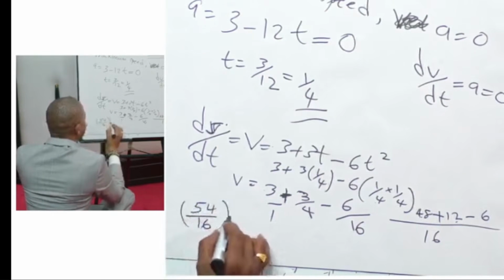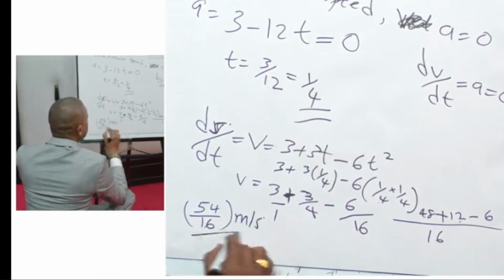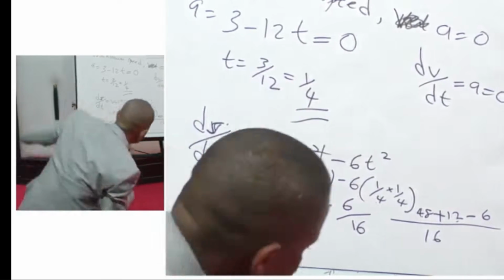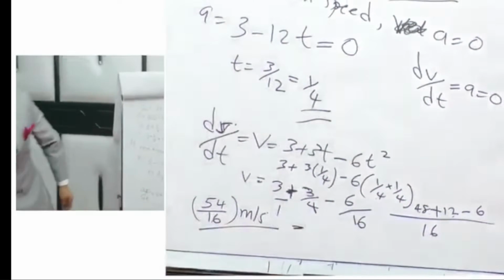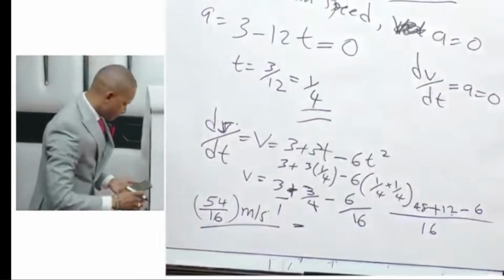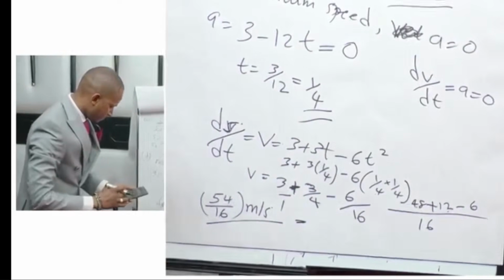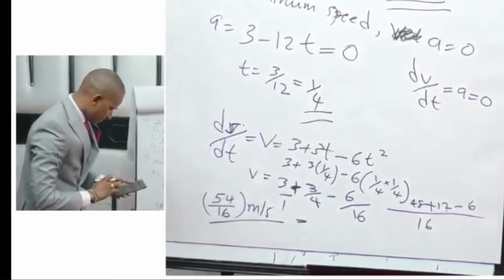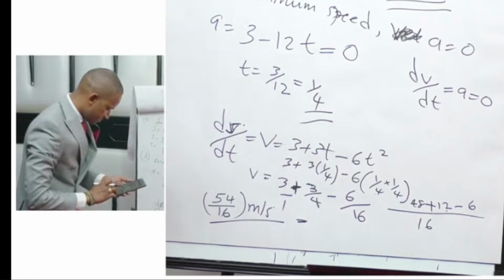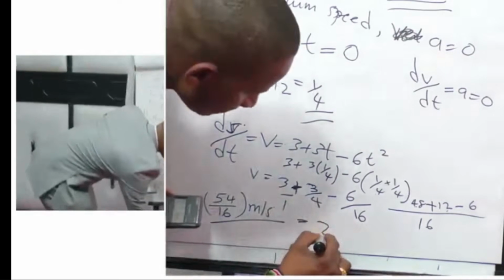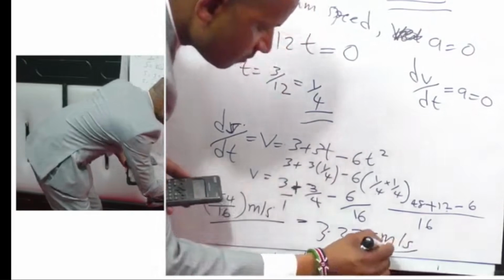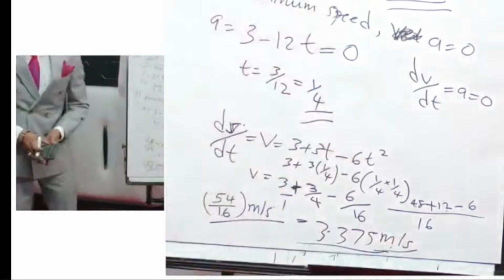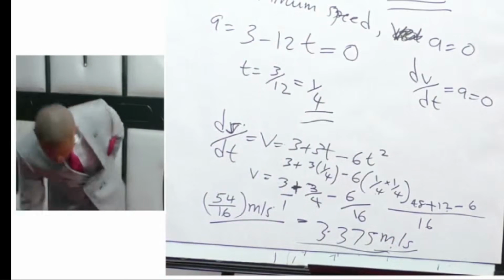This one is our velocity in meters per second. But I want you to solve this on a calculator. That is 54 divided by 16. You get 3.375 meters per second.